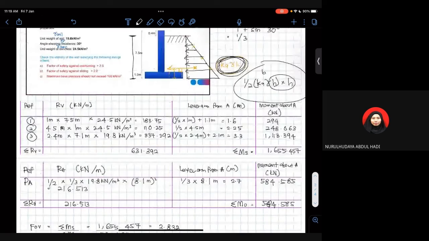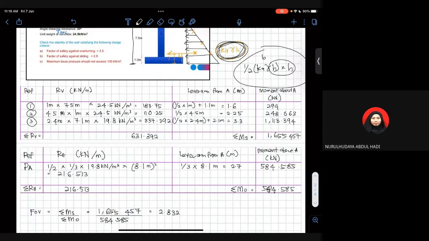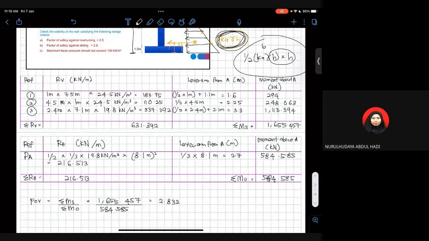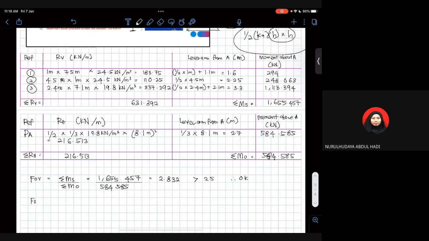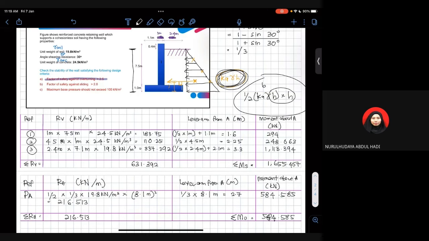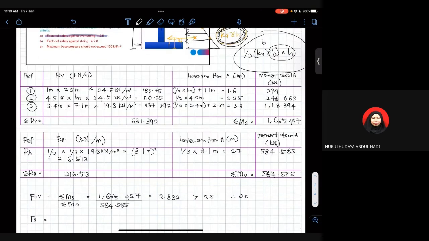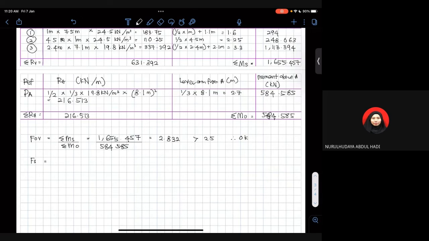2.832. Kita compare. Okay, dia kata factor of safety against overturning must be bigger than 2.5. Kita pun dapat bigger than 2.5. Which means okay. And factor of safety against sliding. Dalam soalan ni dia tak bagi angle of wall friction. Kalau dia tak bagi, maksudnya dia suruh you assume. Mu equal to tangent delta. Assume saja theta which is angle of shearing resistance ni sama dengan angle of wall friction.